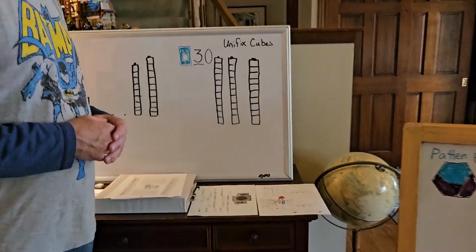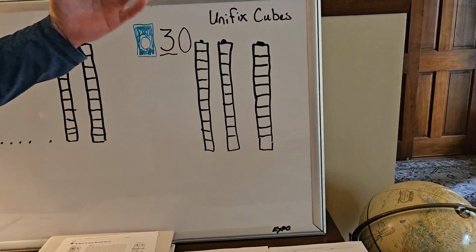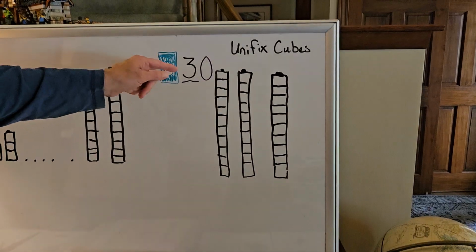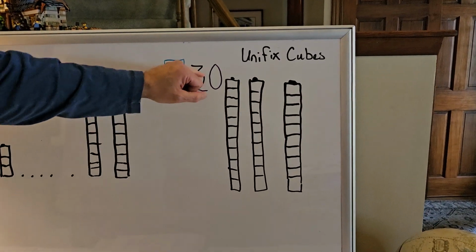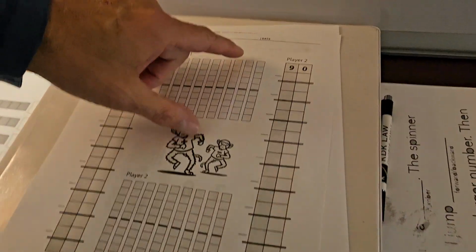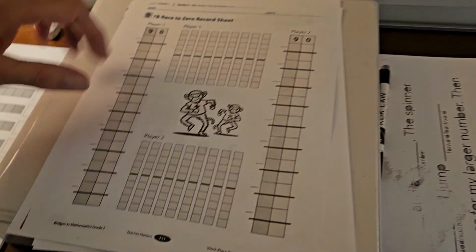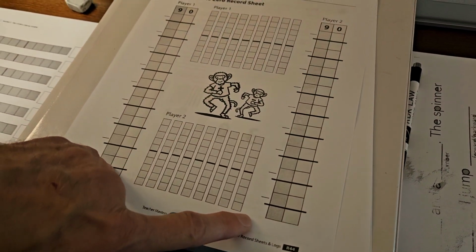The game was called Race to Zero. In that game, students are given 9 stacks of 10, and they have to try and get down to 0. They would draw a card. In this case, the student would have drawn a 3, so they'd have to take away 3 stacks, which would be 30. Then they write it down. They'll cross out the 3 and subtract 30. Then player 2 will go, and the first one that gets down to 0 wins.